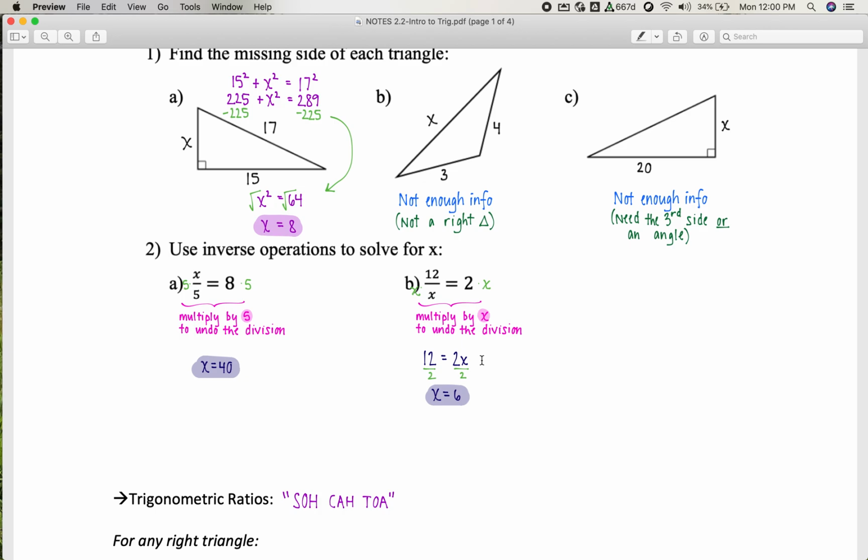The only glitch is the x is not fully isolated. It's still over on the right side with that 2. So now we can use division, divide by 2, to get to our final answer, x equals 6. So one extra step when the x is in the denominator. We need multiplication to undo the division, but then we end up with multiplication that still has to be undone. We'll be using those solving moves today as we solve for missing sides and angles of right triangles.